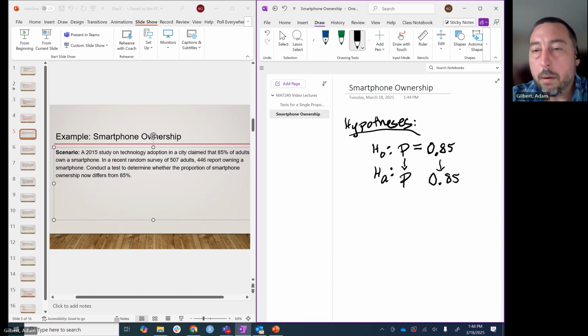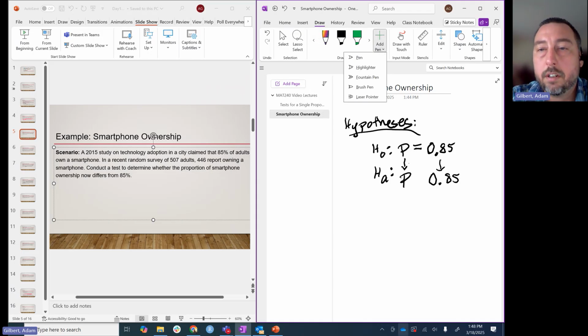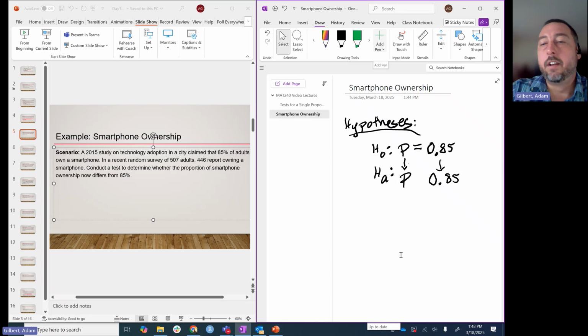I'm going to see if I can erase those arrows. It won't let me do that. I think I have an eraser here somewhere. Maybe not. In any case, we've got our hypotheses written down, except for the symbol that appears between the proportion and the 85% in the alternative hypothesis.